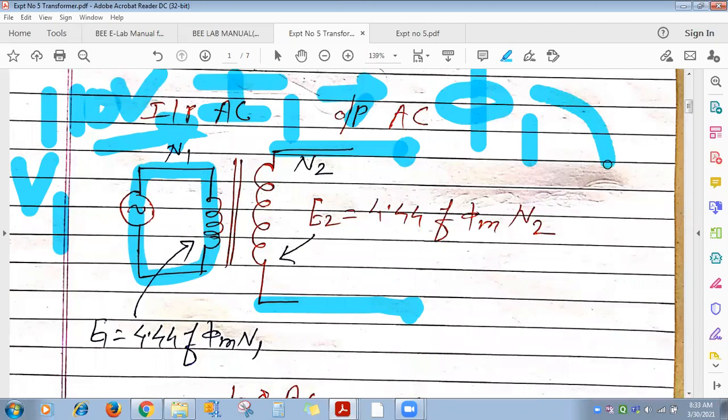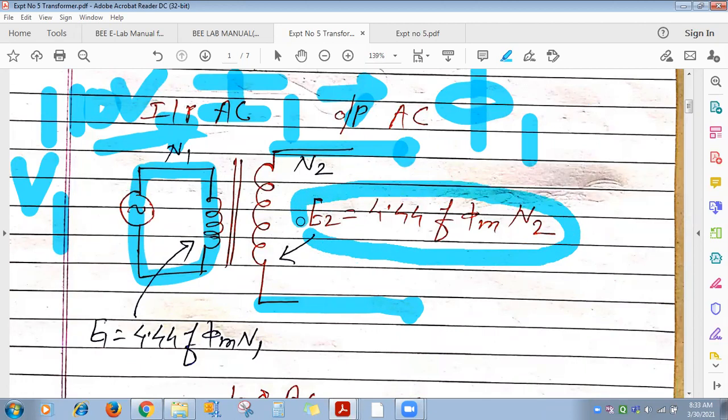This changing magnetic field comes in contact with the stationary N2 copper turns. What will happen as per Faraday's law of electromagnetic induction? Changing flux is coming, so EMF is induced. Correct. EMF will get induced in the secondary winding, and that induced EMF, which in the third unit you will learn is E2, has the formula 4.44 f phi m N2. You will learn in the third unit that all these parameters are constant, and that's why E2 always remains constant, and this will be approximately 220 volt.